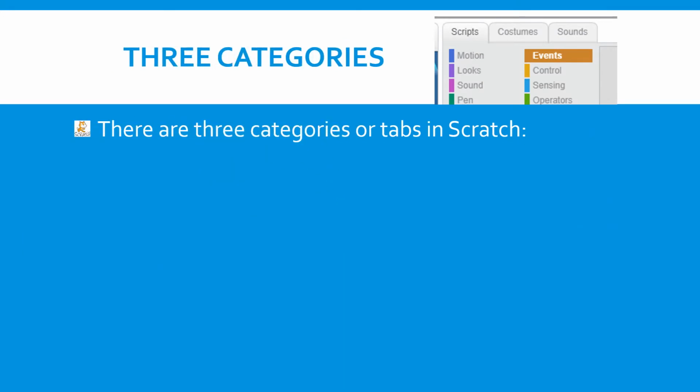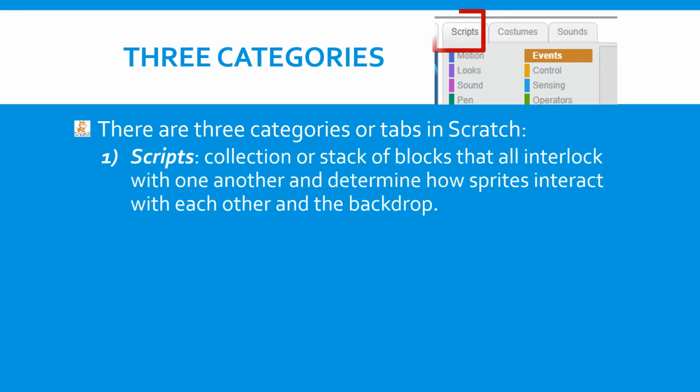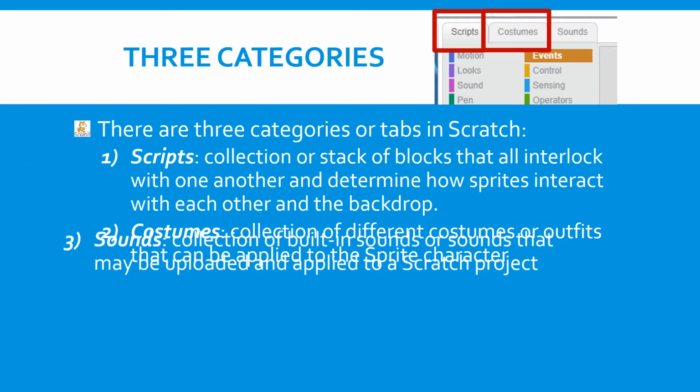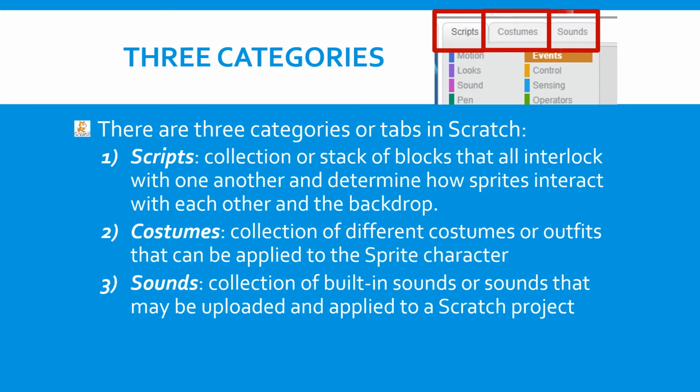There are three categories that you can use in Scratch to work with your project. There's scripts. This is a collection or stacks of blocks that all interlock with one another and determine how sprites interact with each other and the backdrop. Two, costumes. This is a collection of different costumes or outfits that can be applied to the sprite character. And the third one is sounds. This is a collection of built-in sounds or sounds that may be uploaded and applied to your Scratch project. Our focus in this PowerPoint will be mostly on scripts.